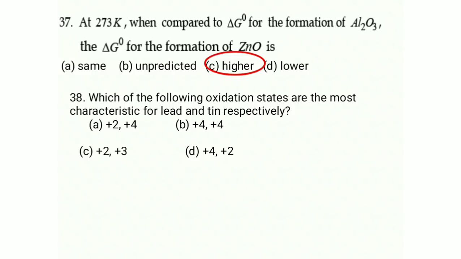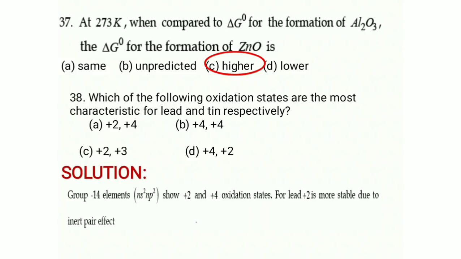Which of the following oxidation states are the most characteristic for lead and tin? In this case, lead and tin come under p block elements, 14th group. If you remember, for the 14th group, down the group, because of the inert pair effect, +2 oxidation state increases and +4 oxidation state decreases. Hence remember, +2 increases, +4 decreases. Definitely for lead +2 is more stable and for tin +4 is more stable.